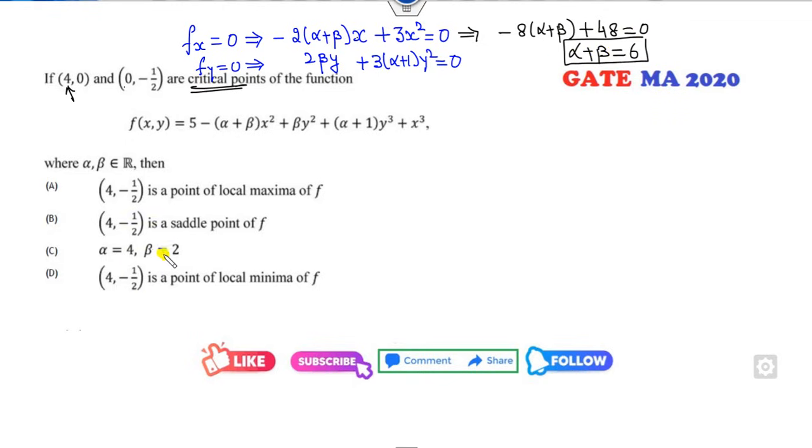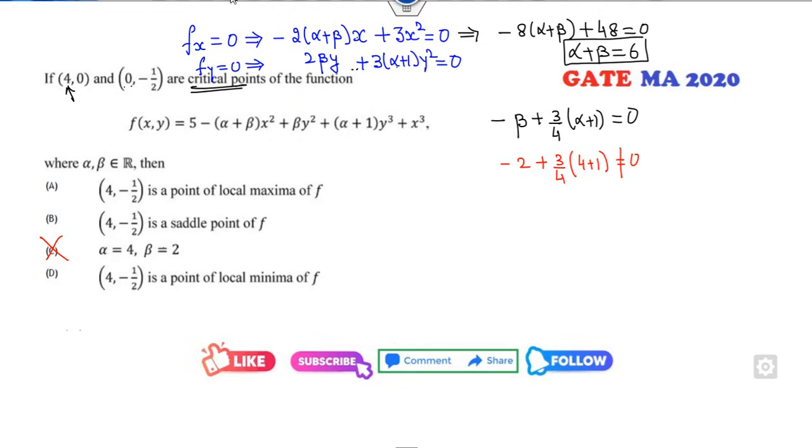Fine. So that's satisfied, but it doesn't mean that alpha is 4 and beta is 6. I can check here. 0 is not there. So when I substitute y as minus half, it will be minus beta plus 3 over 4 alpha plus 1 is 0. So is this point satisfied? I can check it. Minus 2 plus 3 over 4, 4 plus 1. Is it 0? No. So this option is cancelled.